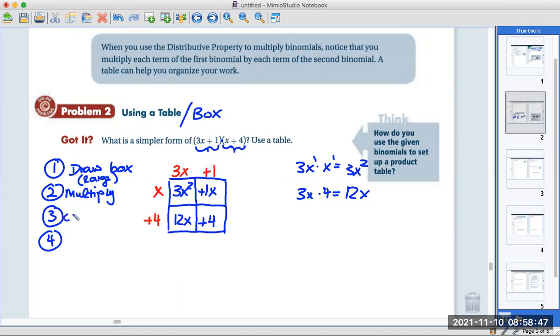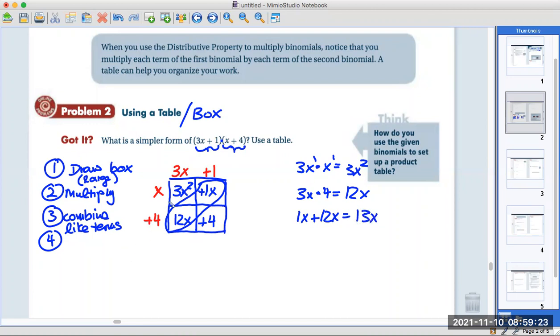Then here, now we're switching gears. We're going to combine like terms. So that's when you add or subtract. So you have your first box, there's no like terms. I don't see any other x squareds here, but it's always the diagonals that are like terms. 1x plus 12x. That's combining like terms. There's no multiplying. Do you see the dot here? None here. It's a plus. 1x plus 12x is 13x.